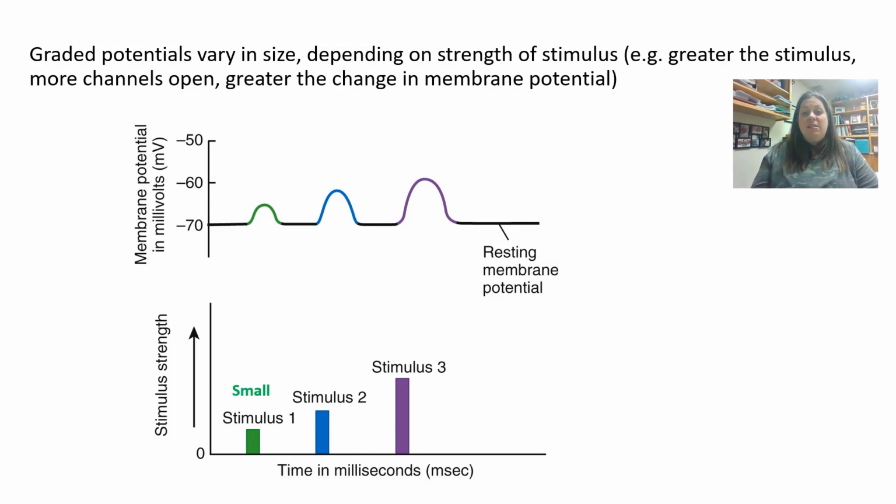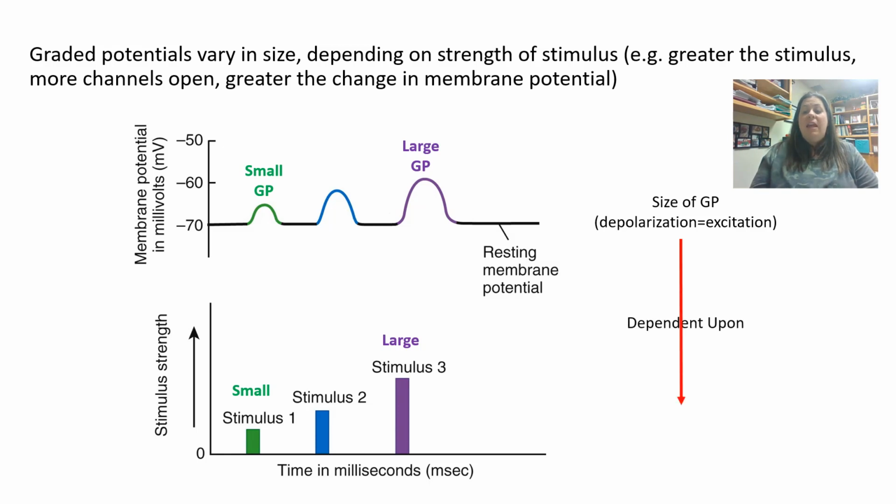So we see a small stimulus is going to create a small graded potential, whereas a larger stimulus is going to cause a larger graded potential. Now, the size of the graded potential is going to determine the depolarization and how excited the neuron will get. It is also going to depend on the strength of the stimulus.